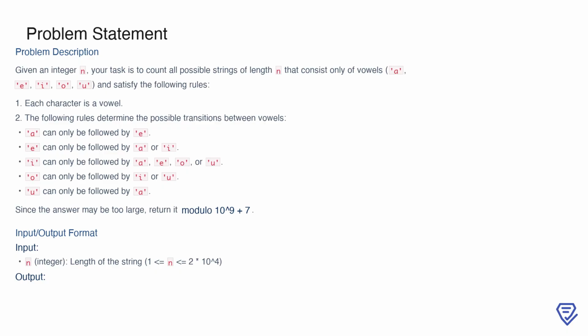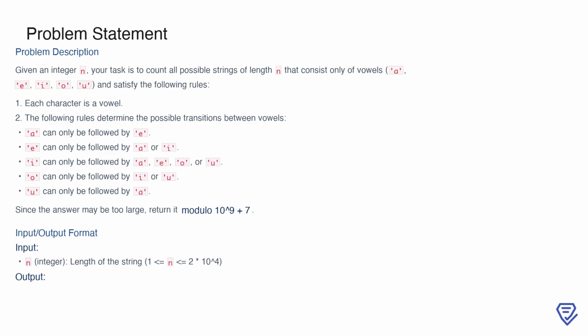For example, a can only be followed by e, while e can be followed by either a or i. Similarly, i has more flexibility and can be followed by a, e, o, or u. o can transition to i or u, and finally, u can only be followed by a. The goal is to count all valid strings that satisfy these transition rules for a given length n.